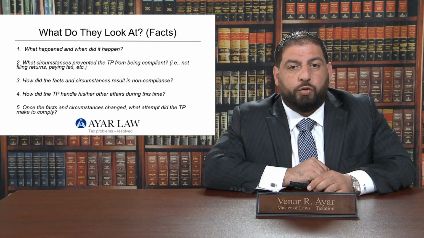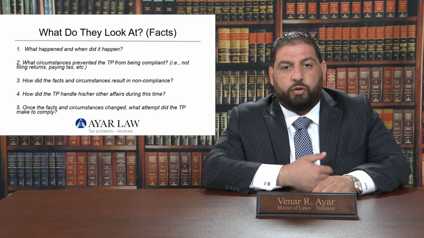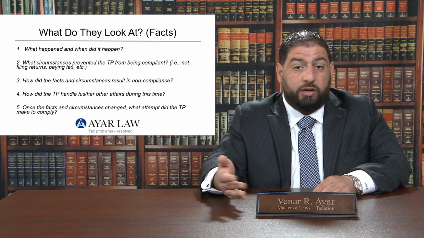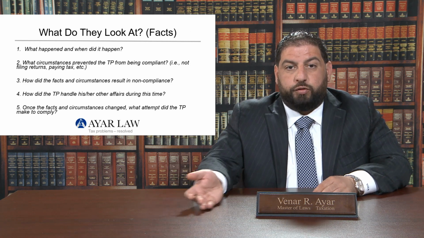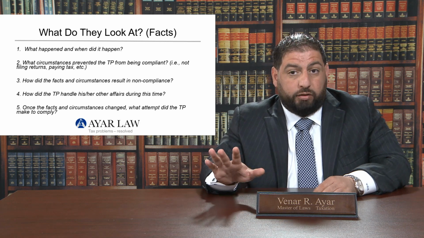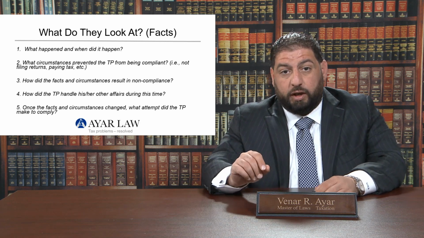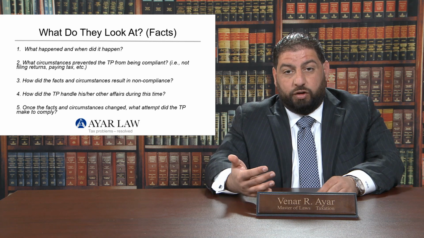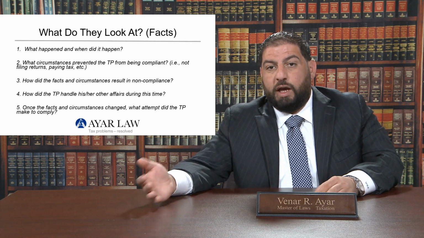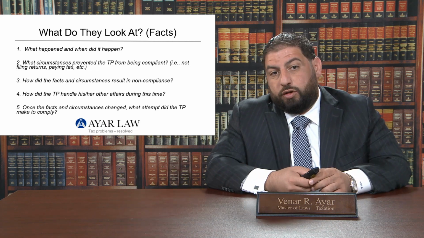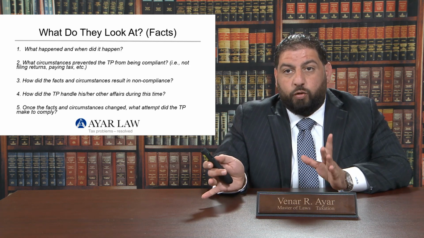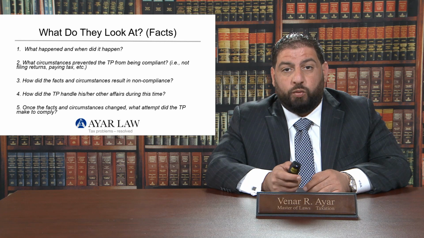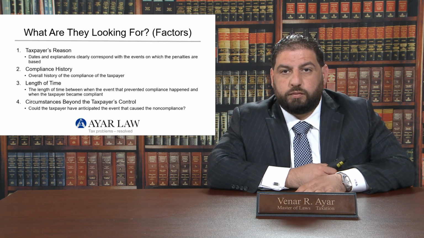This is probably the most important factor. If you claim that you couldn't file returns because of illness, and then you got better, and you still didn't file your returns for two more years, well, that's going to weigh heavily against you, because they're going to look at, once the facts and circumstances changed, i.e. you got better, how long did it take you to comply? What attempts did you make to comply once whatever was prohibiting you from complying to begin with goes away?